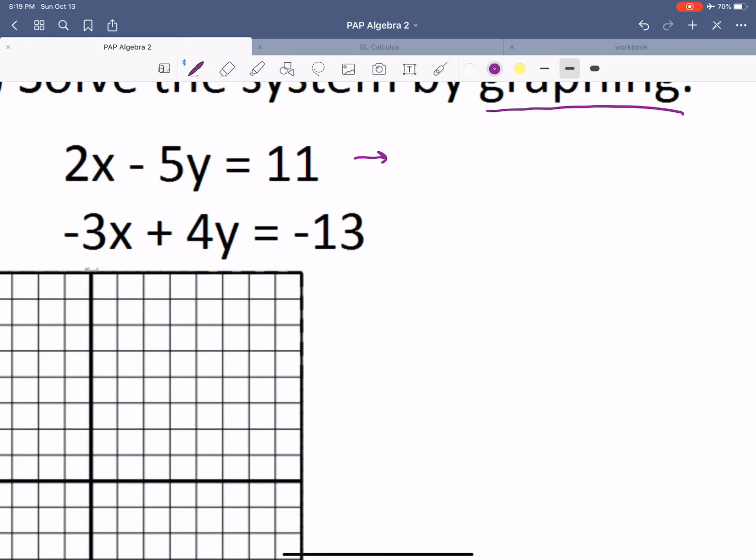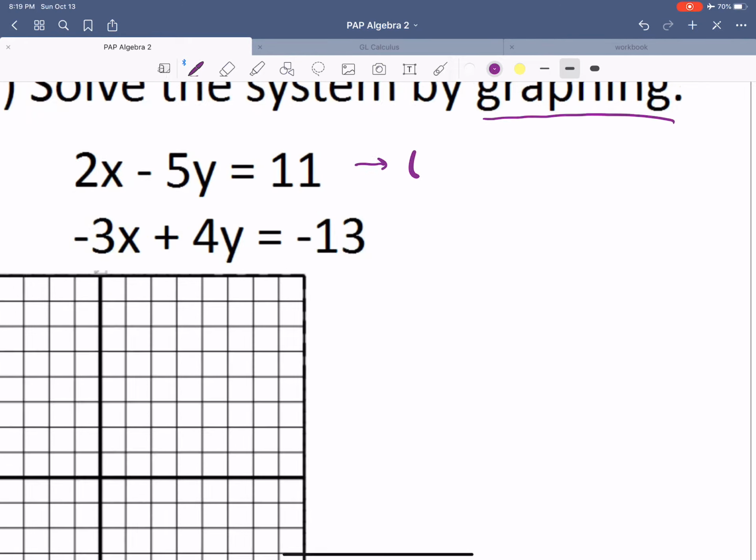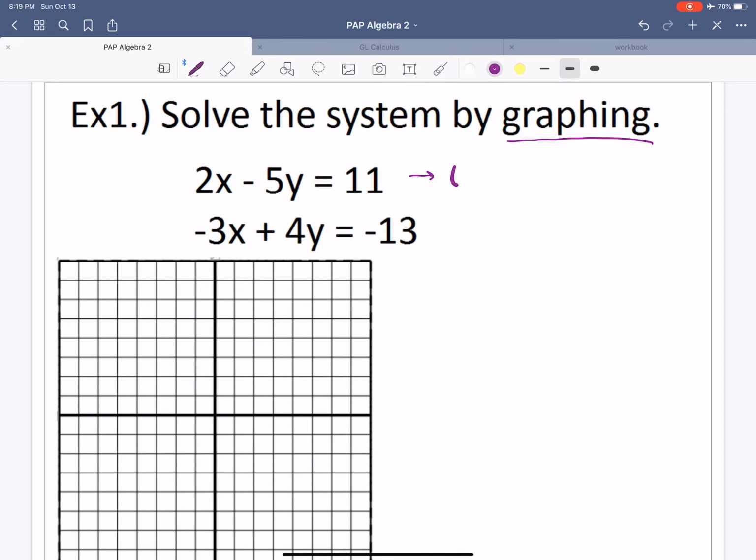What I like to do with standard form is find the x and y intercepts. When I let x be 0, I solve for y. So when I let x be 0, I get the y-intercept to be negative 11/5. And then I'm also going to find the x-intercept by making y equal to 0. When I let y equal 0, I end up getting 11/2. So those are my two intercepts.